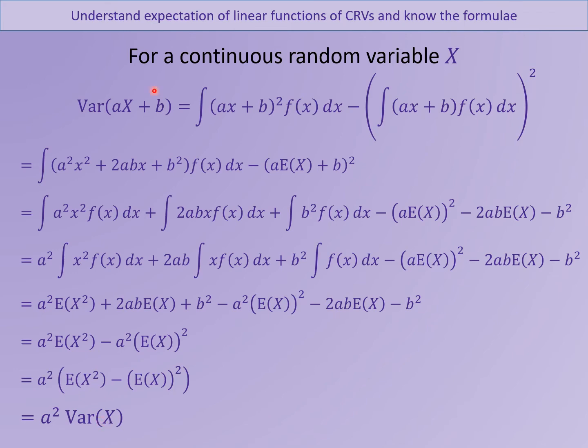So what we have is that the variance of ax plus b just becomes a squared multiplied by the variance of x. So we notice that we've multiplied the variance of x by a squared, and the b has not affected the variance at all. This is because adding a constant onto something doesn't change how spread out the variable is. So the plus b has not affected anything here. However, multiplying by a constant does affect the variance.